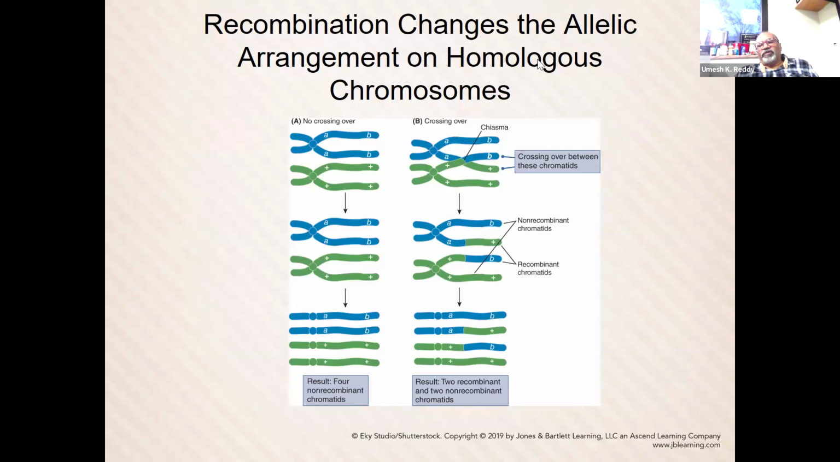As a result of crossover, we have recombinant chromatids. The chromatids that have undergone chiasma or crossover, only those will be recombinant chromatids. But other chromatids that did not undergo the chiasma are non-recombinant. So these two are non-recombinant chromatids. As a result, 50% of them are recombinant chromatids, the ones that have undergone recombination.